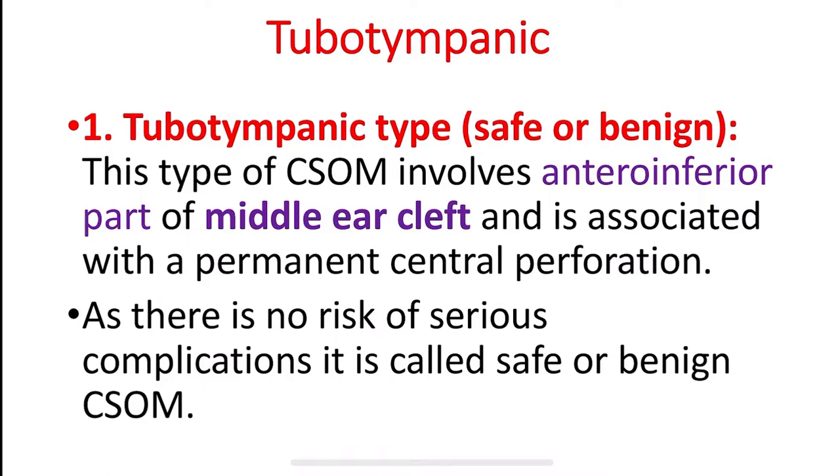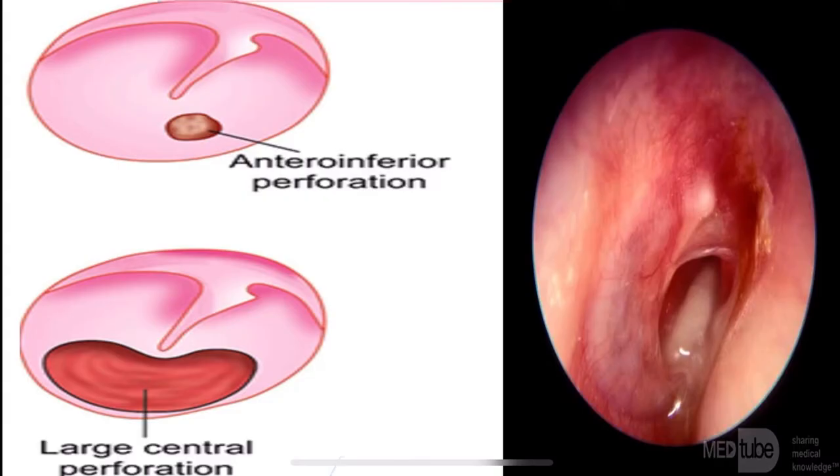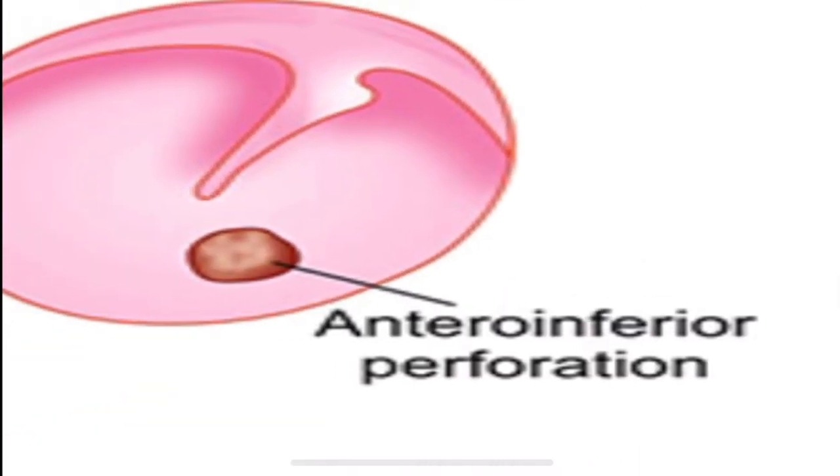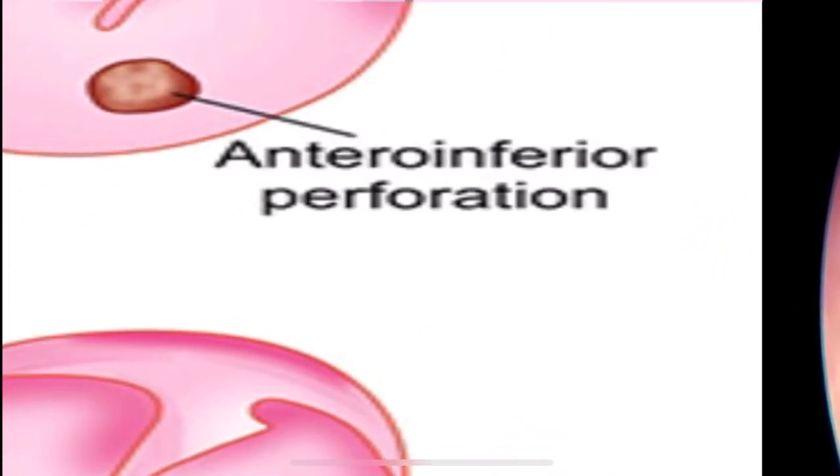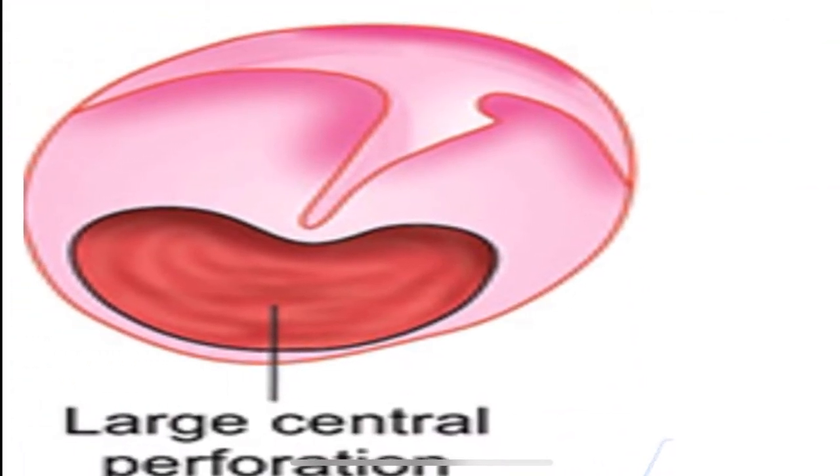This type of chronic suppurative otitis media will involve the anterior-inferior part of the middle ear cleft, and it is associated with the permanent central perforation. So guys, here they are talking about the anterior-inferior perforation. This is the middle ear cleft. Now you see the anterior-inferior perforation and the large central perforation.